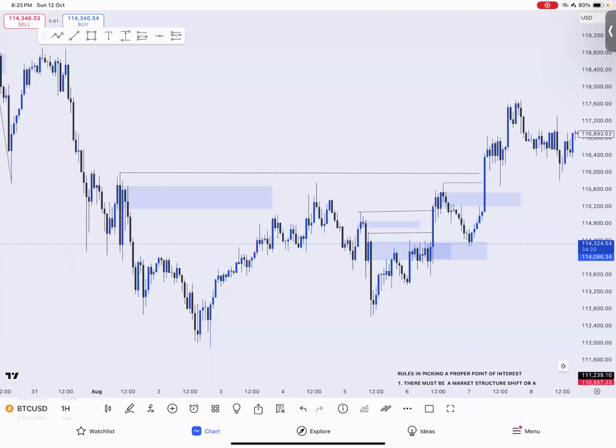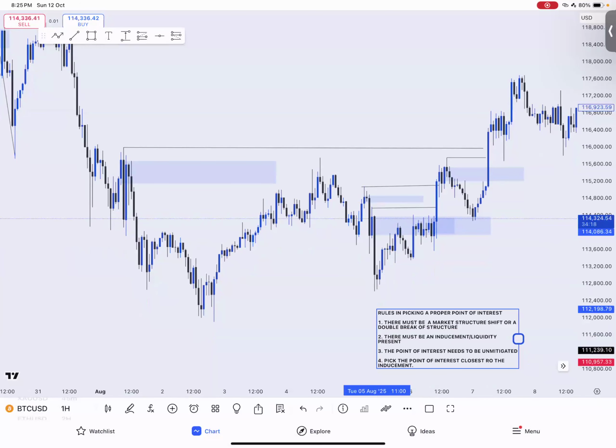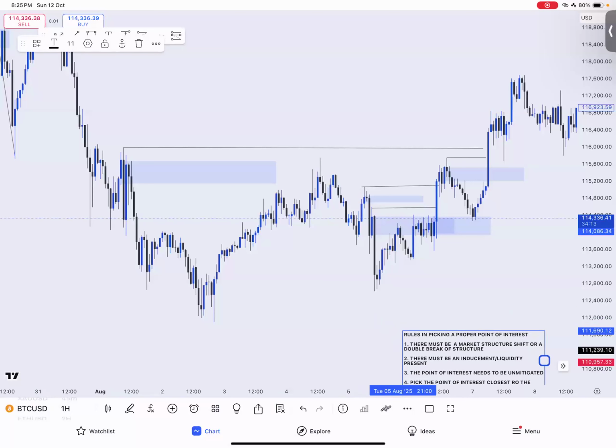So the first rule says there must be a market structure shift or a double break of structure. Like I said, the strategy is nothing without structure. And when it comes to trading structure, we only pay attention to two things. We must either see a market structure shift or we have to see a double breakout structure. Meaning that you don't look for a POI, you don't look for anything at all. You don't even look for inducement until you ensure that you have seen either a market structure shift or a double breakout structure.